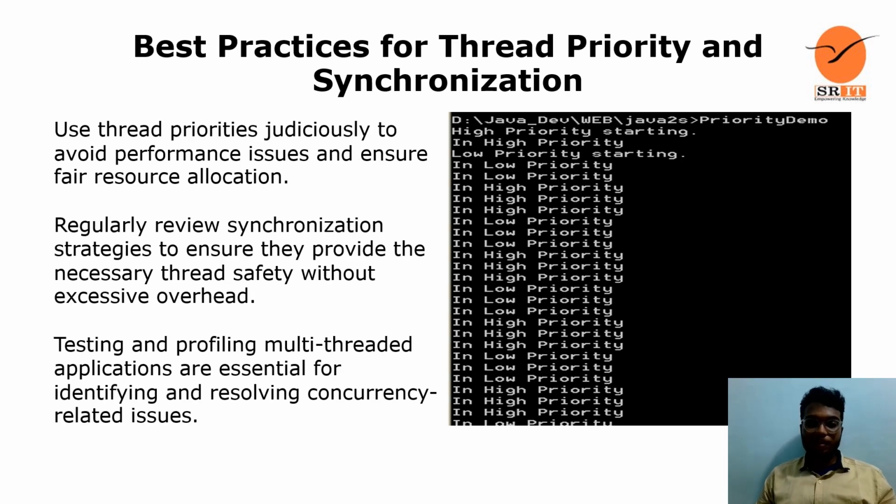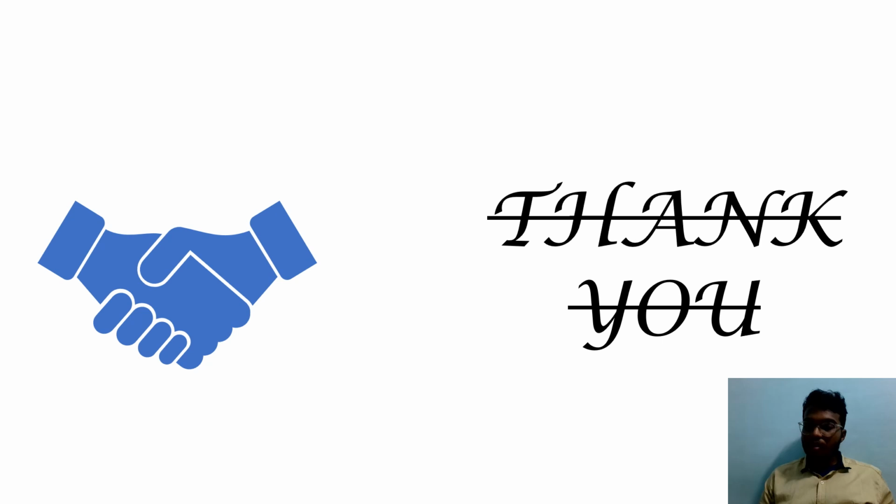So what are the best practices for thread priority and synchronization? We use thread priorities judiciously to avoid performance issues and ensure fair resource allocation. Testing and profiling multi-threaded applications are essential for identifying and resolving concurrency related issues. Concurrency means the overlap in acquiring particular resources. Whenever multiple threads are trying to acquire the same resource, we get overlapping, which is resolved by handling concurrency.